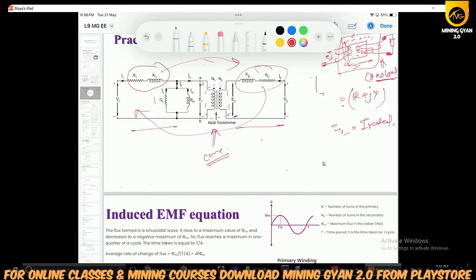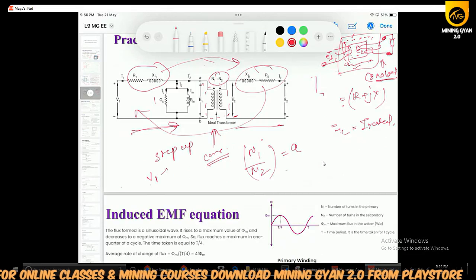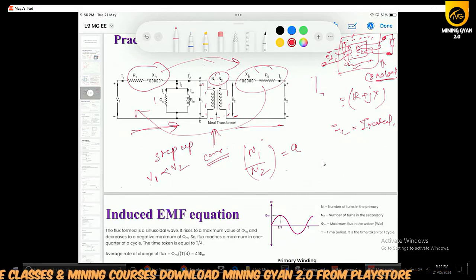So in order to refer these things either to the primary side or to the secondary side, we have to get the turns ratio N1 by N2, and that is called the turns ratio A. Let us say if it is a step up transformer, it means V1 is less than V2. Okay, V2 is more than V1.